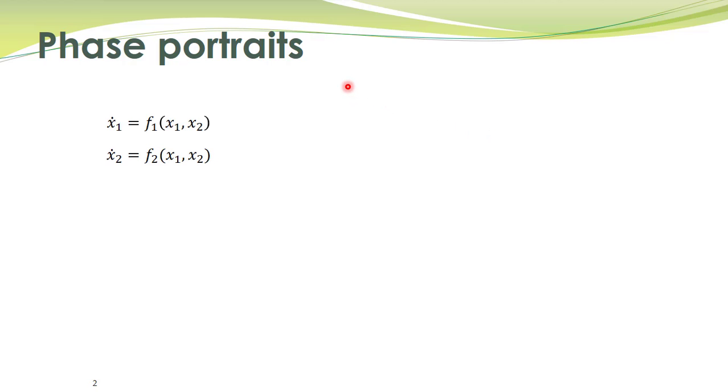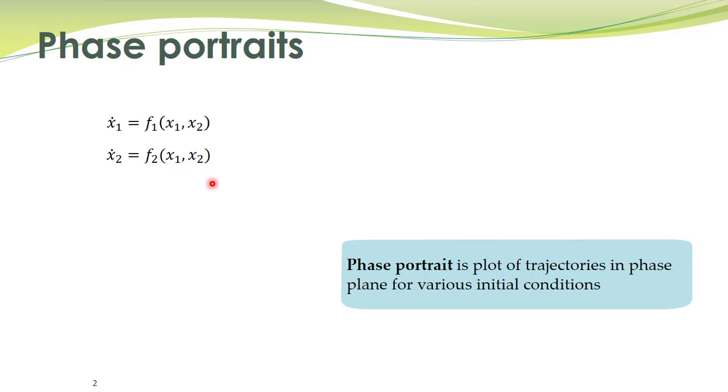If you are provided with a second order nonlinear system, here you have the first state x1, its derivative is some nonlinear function of states x1 and x2. Likewise, in the second equation, f2 is another nonlinear function of x1 and x2. A phase portrait is a plot of trajectories in the phase plane for various initial conditions. So here are some new words. First, what is a trajectory? And secondly, what is a phase plane?